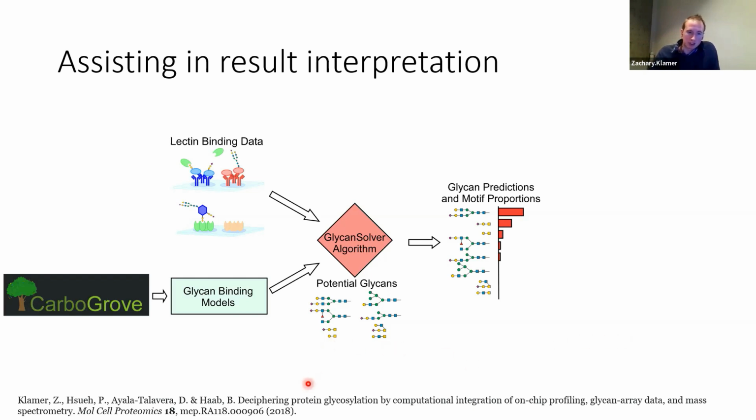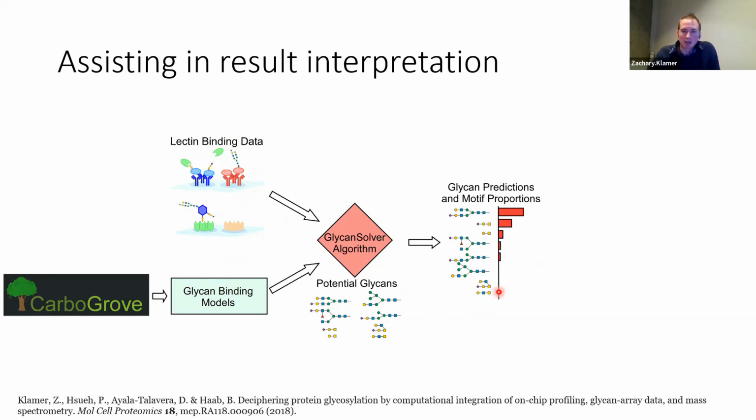We first pushed out this idea back in 2018, and we're expanding on that currently. How this looks basically is you would take CarboGrove, download the models corresponding to your lectin binding data, define a list of glycans that may exist in your sample, make predictions of binding to those, and then solve for a linear combination of hypothetical, theoretical glycans which best replicated the observed binding data that you collected.